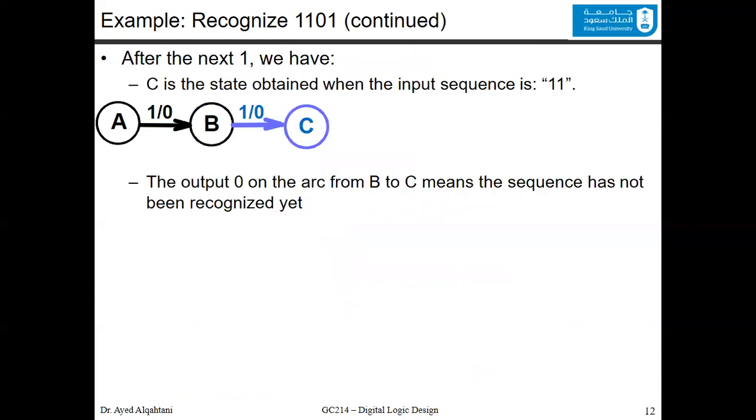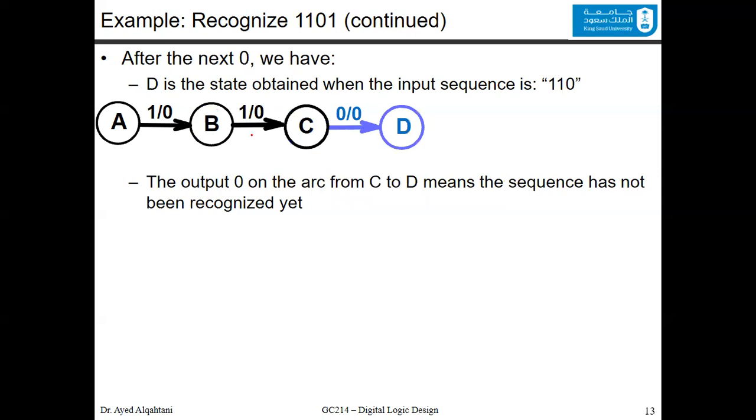Now, next, the next sample, which is logic 1, happens, and we already have the B state. Now, if the next one happens, we have the C state, which is the state obtained when the input sequence is 1 and 1, meaning that state C means that you already in the past have 1 followed by 1. This is the meaning of state C. Now, again, the output 0 on the arc from B to C means the sequence has not been recognized yet, because you only have part of it.